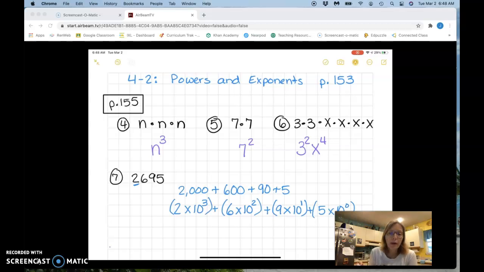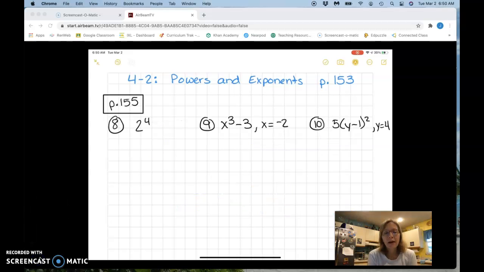And that would be writing it in expanded form. For the last section, it says evaluate each exponent or each expression. So when it says evaluate, now we have to give them an answer. We have to solve it. So 2 to the 4th power.